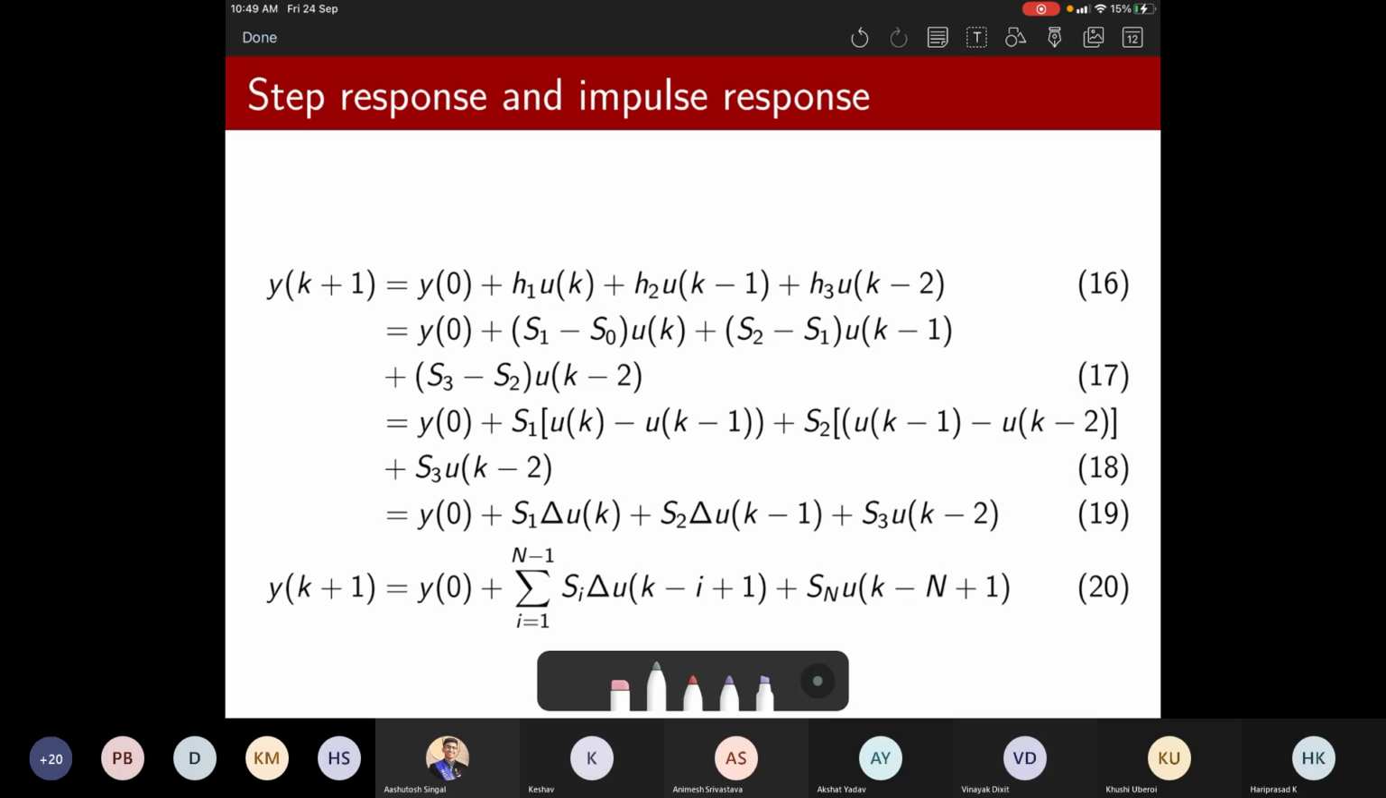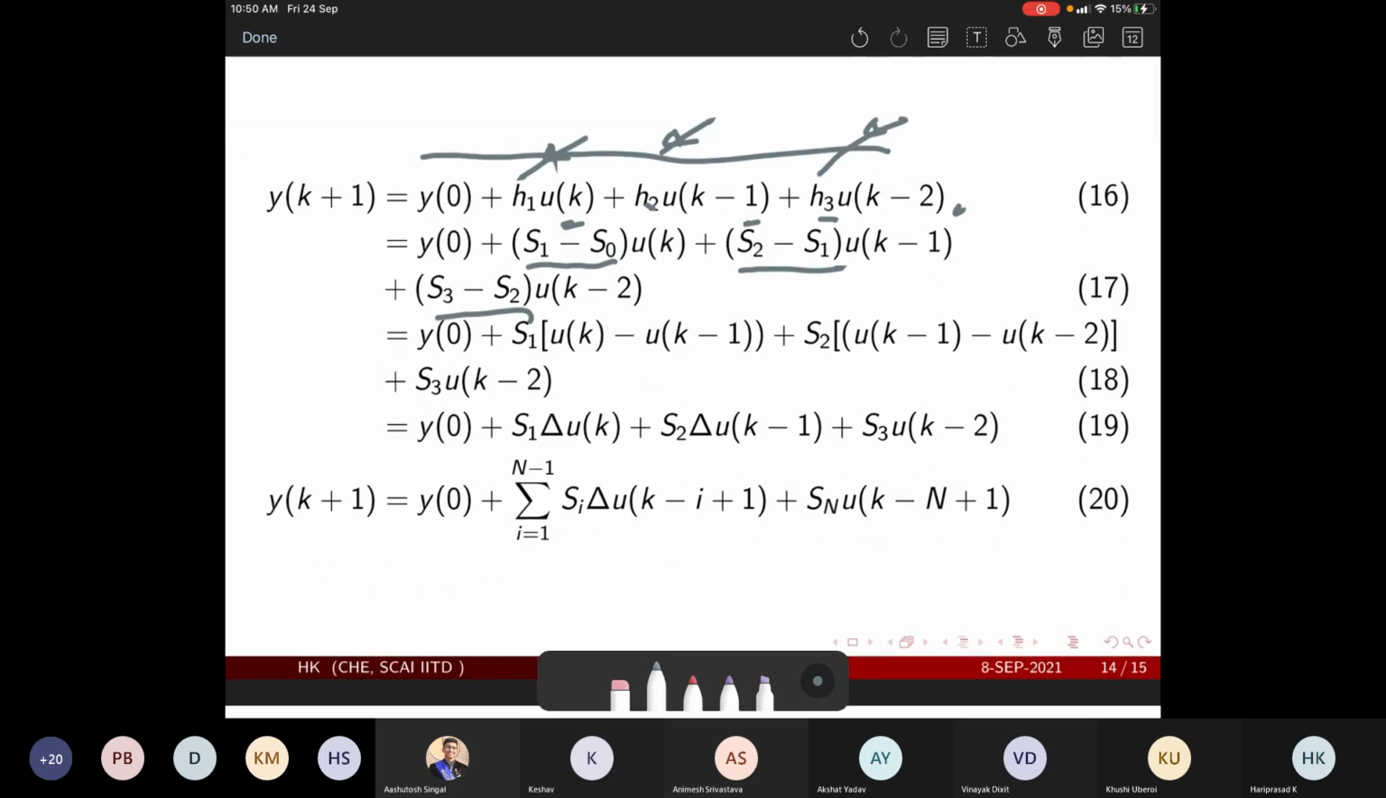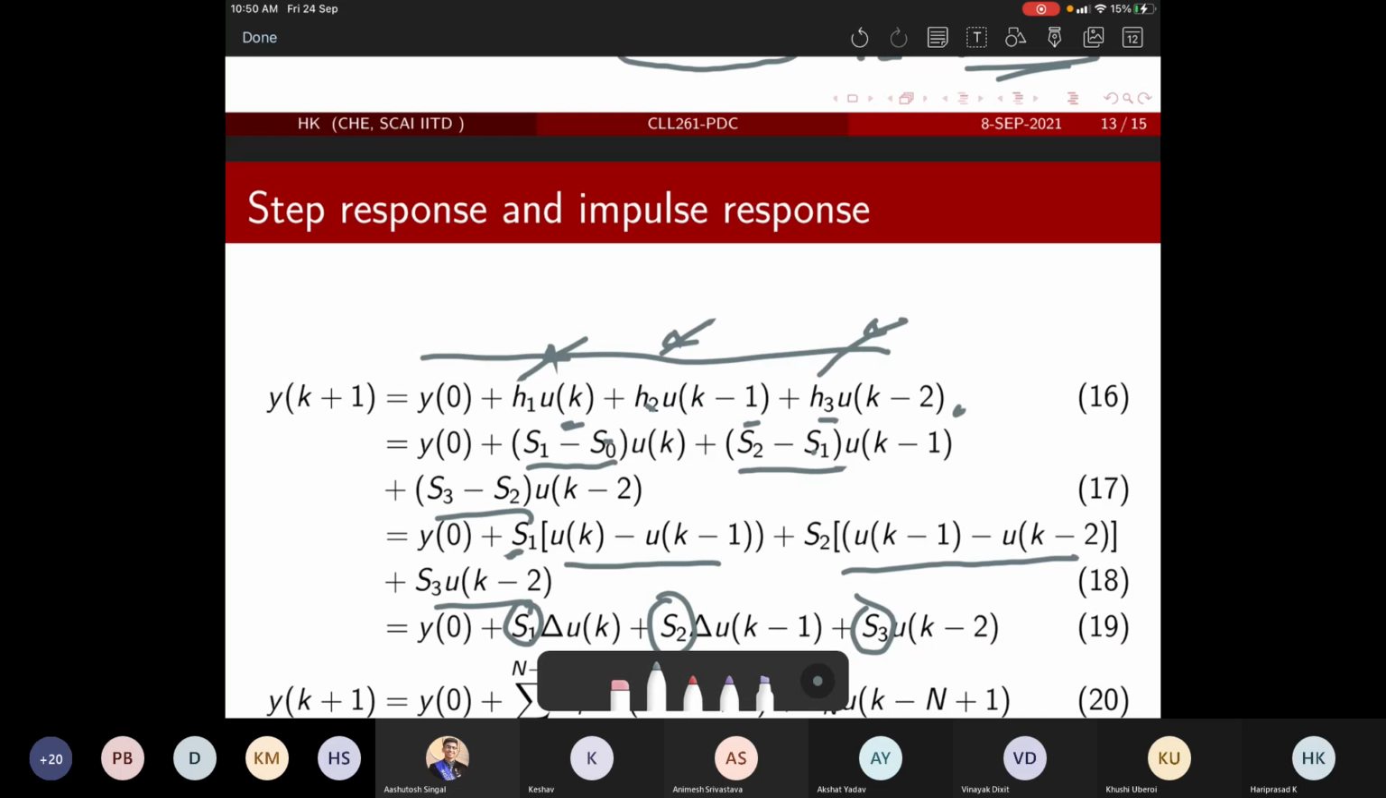So that is basically what we have done. For the model structure, let's say we are trying to develop a model with three previous values, u(k-1) and u(k-2). The coefficients that you need to compute are H1, H2 and H3, where H1 is S1 minus S0, H2 is S2 minus S1, H3 is S3 minus S2. Now, of course, you can reorganize everything and write this as a function of S0, S1, S2 and S3. So that is what we have done at a later time. It is S1 times the difference in u, S2 times the next difference, and S3 times u(k-2). So this is in terms of S, while this is in terms of H.